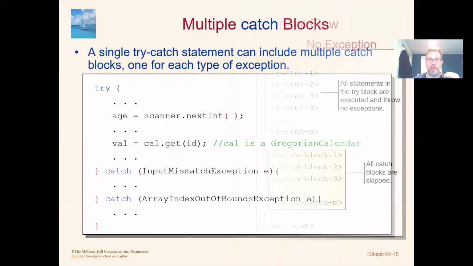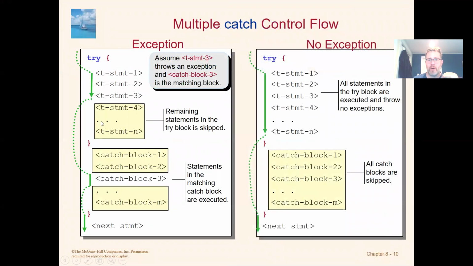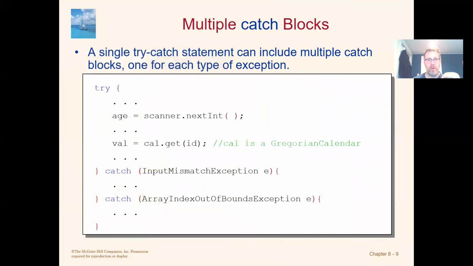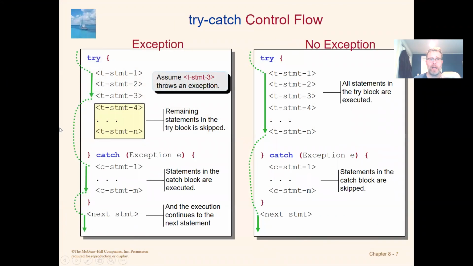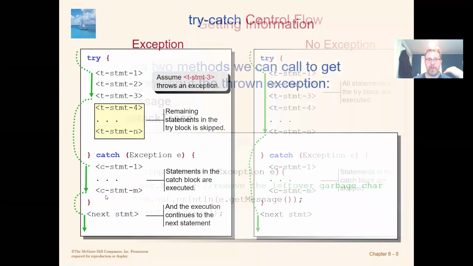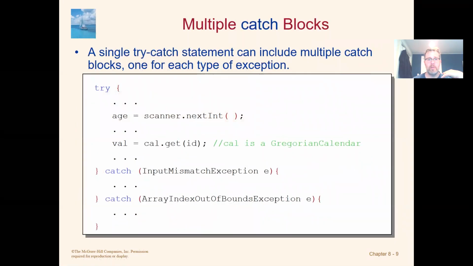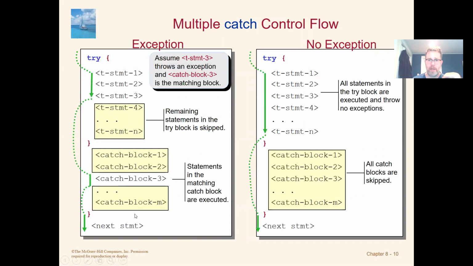So multiple catch blocks. The way that process works is similar to the other one where we only had one catch block. If we go back a few, if there's one catch block, the exception happens, it gets caught by that, right? Very similar. If there are multiple catch blocks, each corresponding to a type of exception that the try block could throw, then it'll go to the appropriate one.